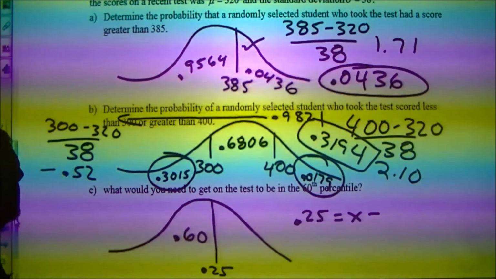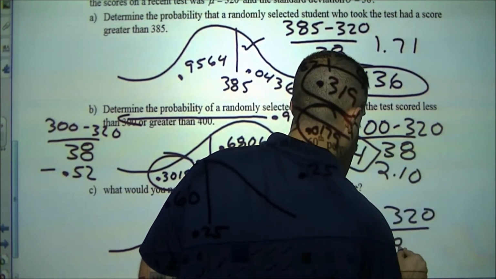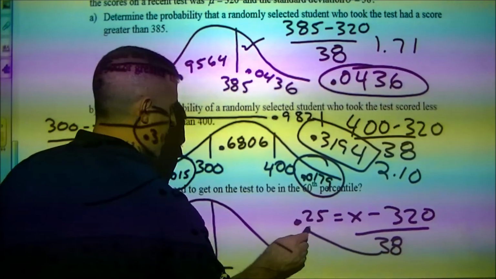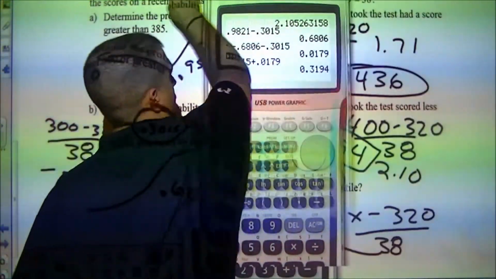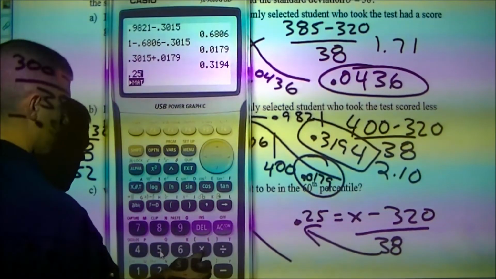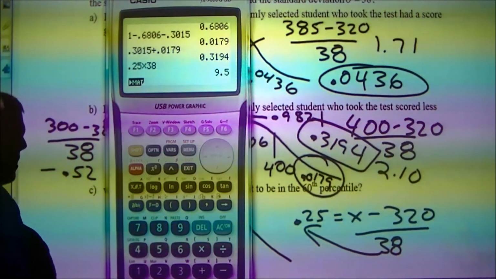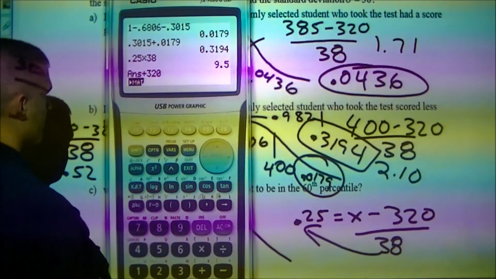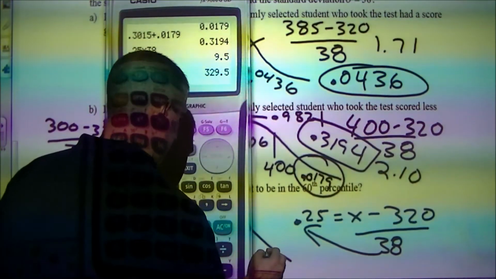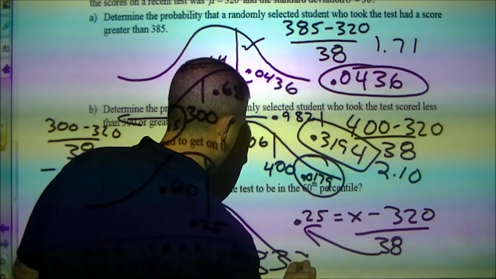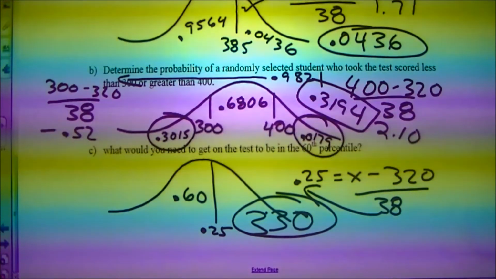My mean in these examples is 320. My standard deviation is 38. So the way I solve that is I cross multiply by 38 and add 320. So my score is about 330, which would put you in that 60th percentile.